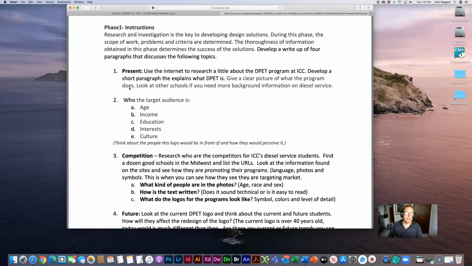The other one is I'd like for you to spend some time thinking about the target audience. This is going to require some research also. Think about the age, income, education, interests, and culture. I am going to explain a little bit about each one of those because it's critical to understand why you're thinking about age and why you're thinking about income, etc.